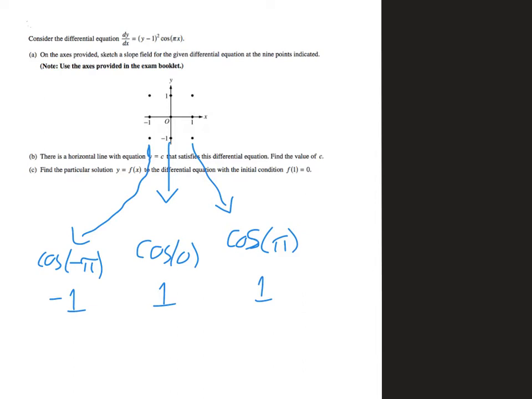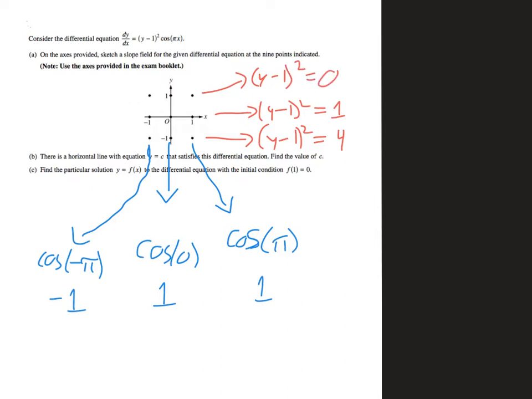Now let's do the same thing for the y's. When the y's are -1, that first term, y minus 1 squared, you're going to get -1 minus 1, which is -2 squared, which is going to be 4. When y is 0, you're going to get 0 minus 1 squared, which is then -1 squared, which is 1. And when y is 1, you're going to get 1 minus 1 squared, which is 0.